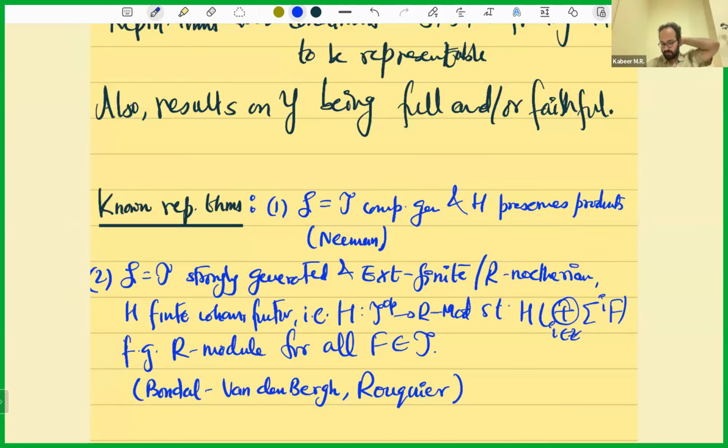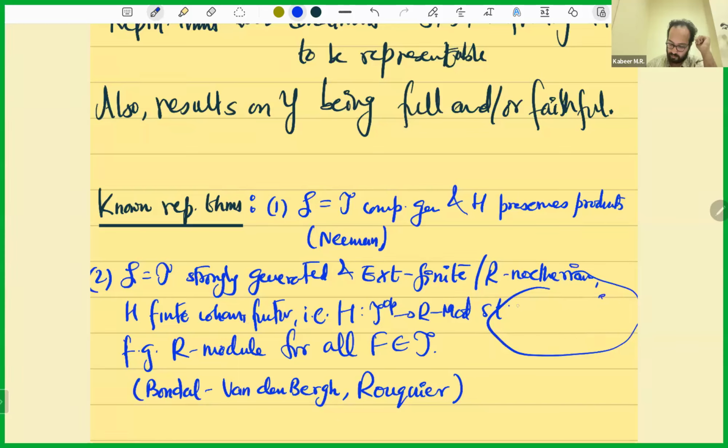And the second is when S is equal to T again, and the category is strongly generated and is Ext-finite over a Noetherian ring R. And the functor H is a finite cohomological functor. By a finite cohomological functor, I mean a cohomological functor such that, oh, yeah, okay, I seem to have made this mistake everywhere. It should be this. This is a finitely generated R-module for all F in T.